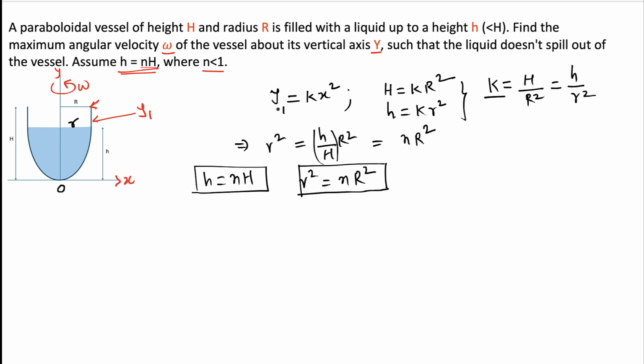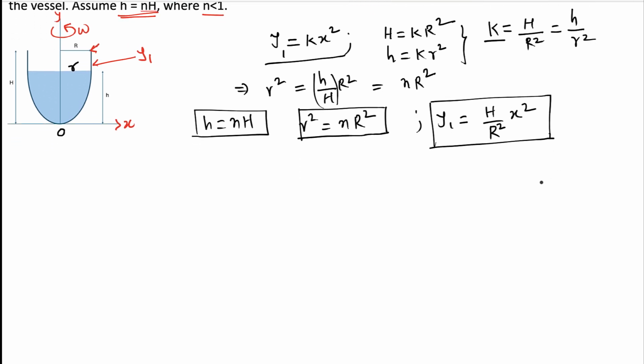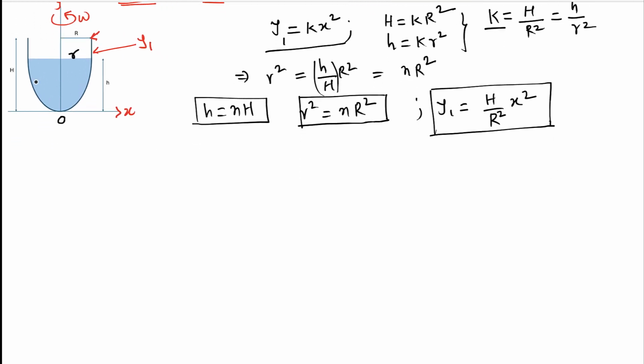We got the k and we got the first equation. So we can write the first equation as y equals H by R square times x square. Okay, let's go with this one. Now what is the initial volume of liquid here? Because whatever happens, as long as liquid is not spilling out, the volume of liquid will remain the same. So let's calculate the initial volume, which let's call V0.